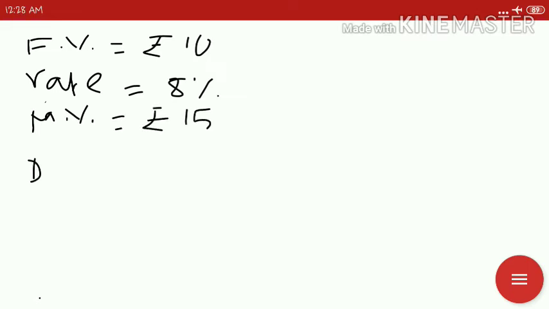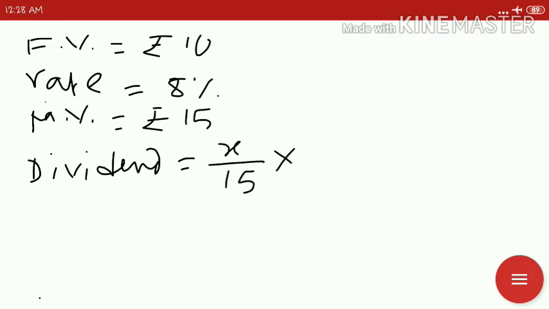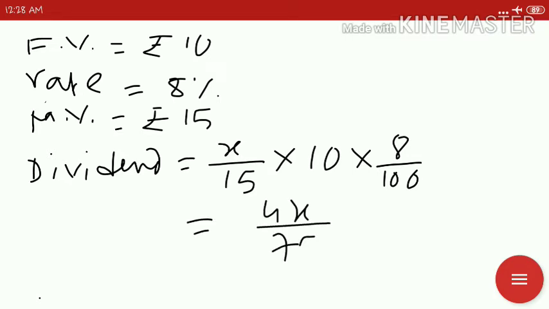So now we will calculate the dividend from here. So dividend, investment already I have taken as X, so X by 15. You must write the formula first and then put the values accordingly. Then 10 the face value, and then the rate, the 8%, that is 8 by 100. By calculating it, you will get 4x by 75. Now we have got two values of dividend. The first one is X by 20, and the other one is 4x by 75.